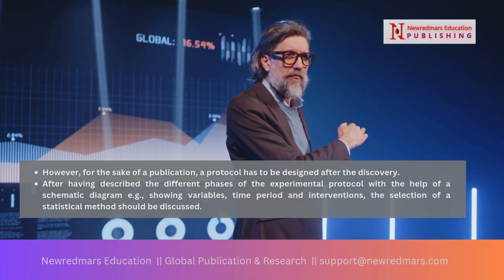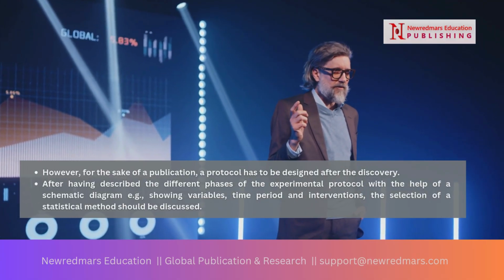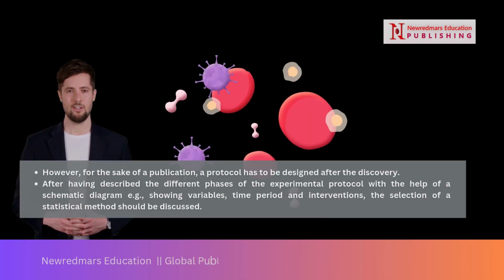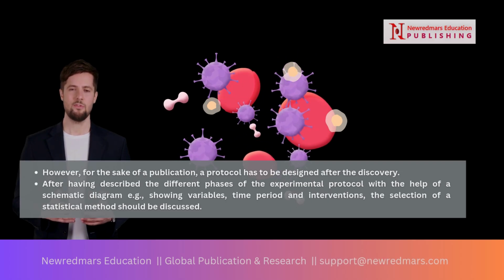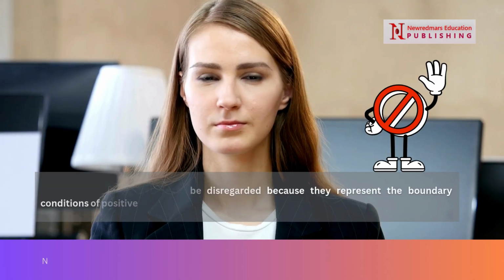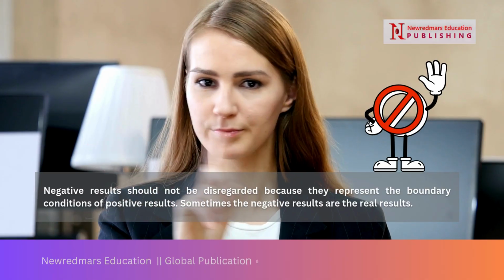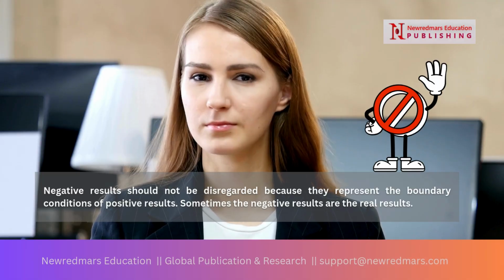After having described the different phases of the experimental protocol with the help of a schematic diagram example, showing variables, time period and interventions, the selection of a statistical method should be discussed. Negative results should not be disregarded because they represent the boundary conditions of positive results. Sometimes the negative results are the real results.